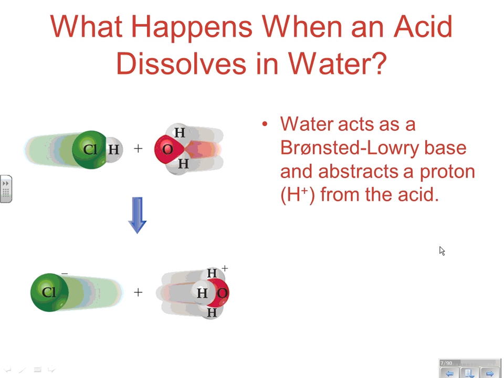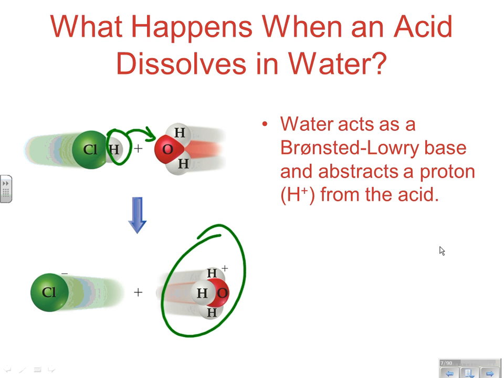Now, what happens when an acid dissolves in water? Well, remember, water acts as a Bronsted-Lowry base when you put it with an acid, because the H in HCl is going to be going to the water. So in this particular case, water is accepting, by Bronsted-Lowry definition, it's behaving like a base here. And you end up with Cl- and H3O+. So effectively what you do is increase the concentration of H3O+.